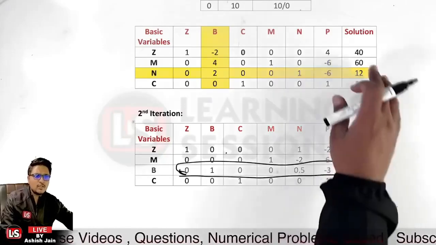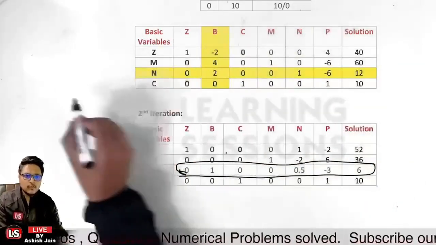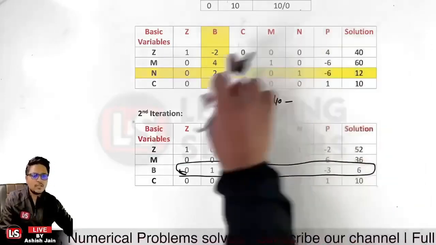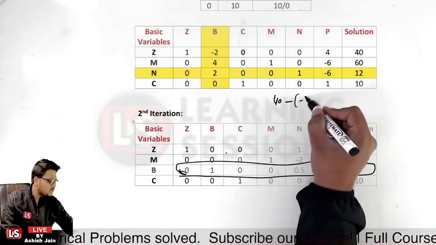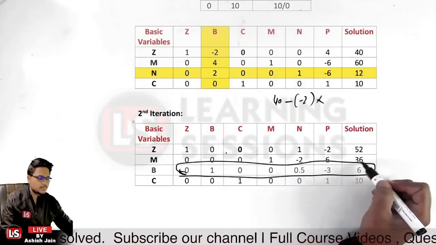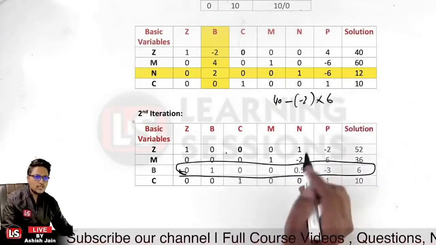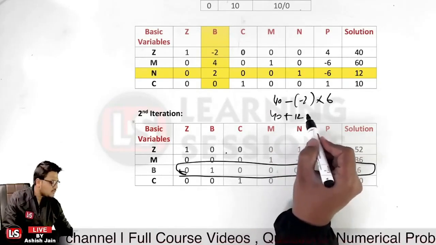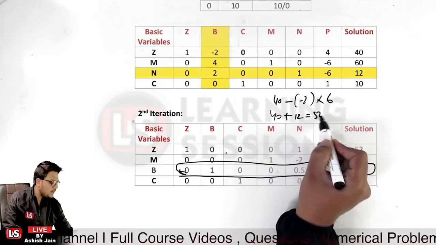And how do we solve the value for the 40 over here? The 40 value will be equal to 40 minus the pivot entry for this, which is minus 2. So it will be minus 2, and further multiplied by the new pivot entry, which is equal to 6. So it is 40 minus minus, which is plus, 6 into 2 are 12. So it is equal to 52. So it is 52 over here.